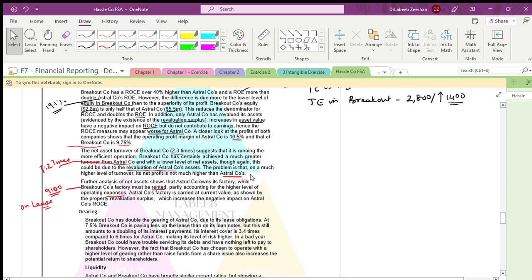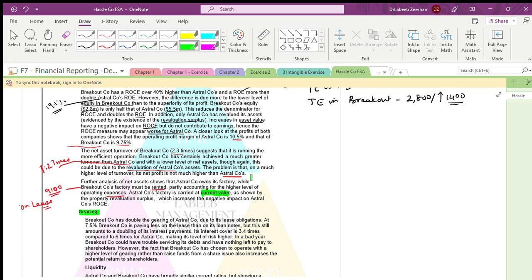This is what we are talking about. The Astral factory is carried at the current value, as they have revalued it, whereas breakout does not have that. This we are doing with respect to profitability. The second part is gearing.